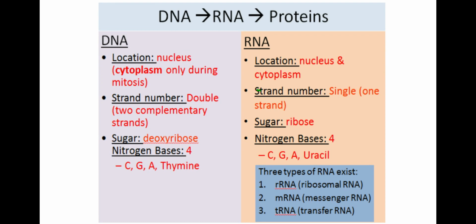It doesn't have deoxyribose, it actually just has what we call ribose. And you'll notice that in the nitrogenous bases, the T from DNA gets switched out for something called U, or uracil, for RNA. There are 3 types of RNA that we are going to go through as well and add to your notes. So understanding that DNA is copied by RNA to make proteins.